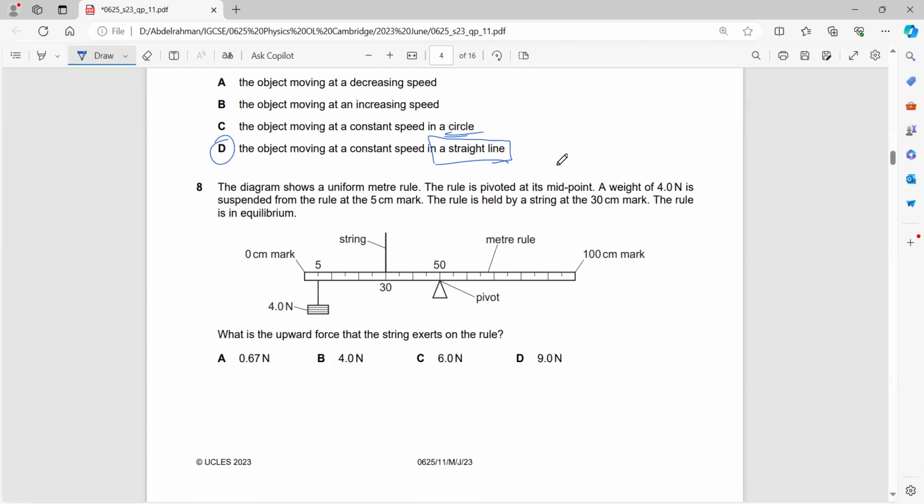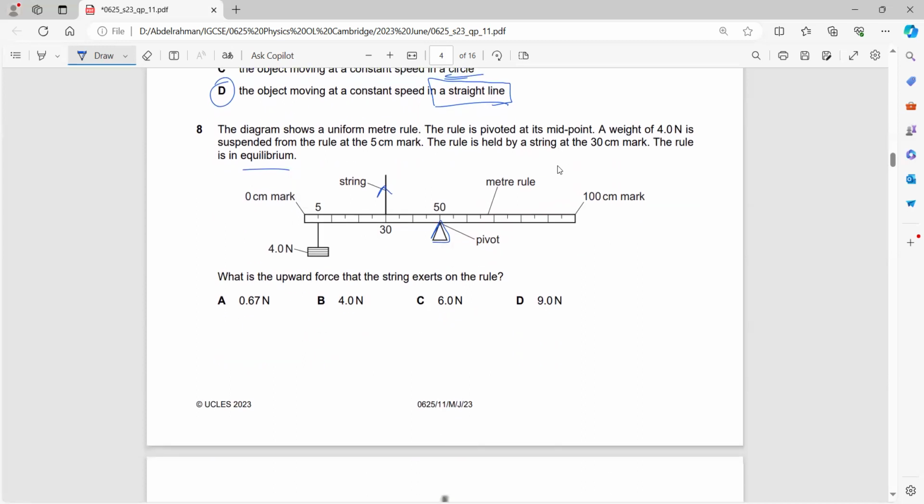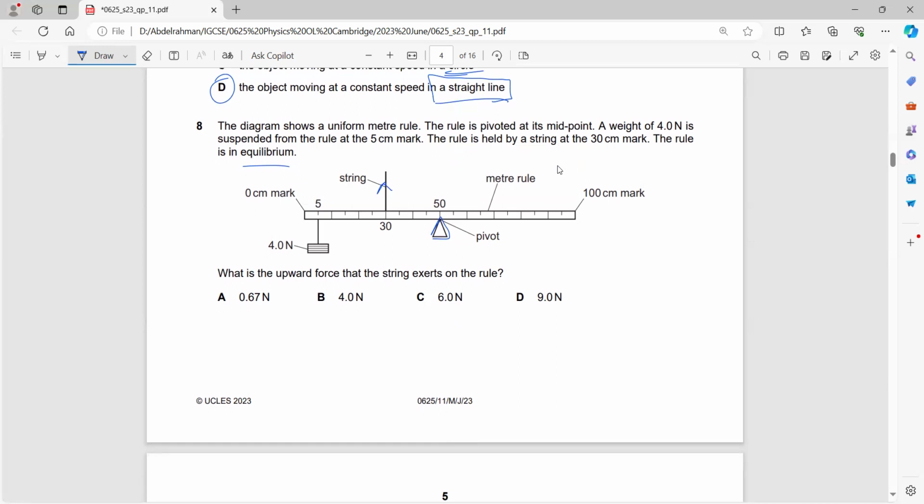A meter ruler with two forces acting on it and a pivot, this would definitely be moments. It's in equilibrium, so the resultant force is zero and the resultant moment is also zero. What is the upward force? Again, moment equals force times distance. So the clockwise moment equals the anti-clockwise moment. The moment exerted by this force is equal to the moment exerted by this force.